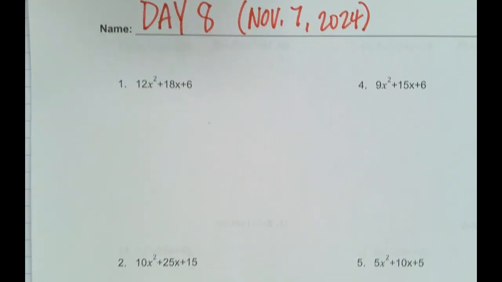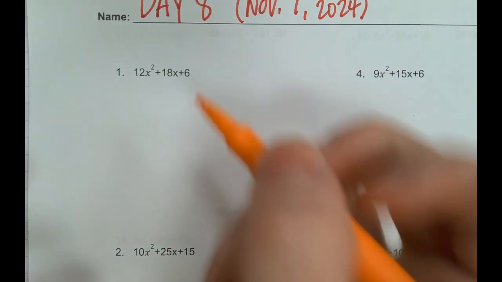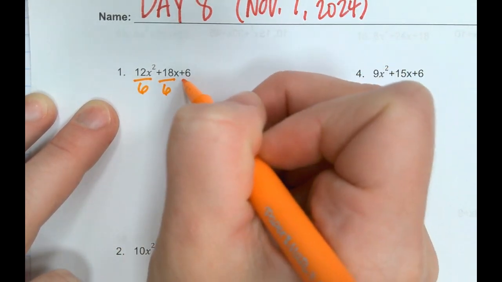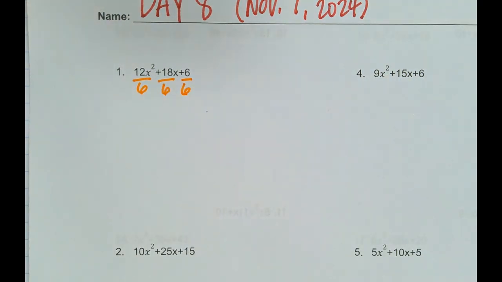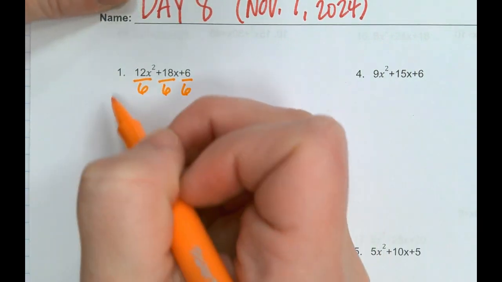So we have a different kind of situation happening here. In number 1, I want to start the way I'm always going to tell you to start if your A is more than 1. Yes, let's check for a greatest common factor. I want to see what's the biggest number I can divide all of these by. 6? Yeah, let's see. I can divide 12 by 6 and 18 by 6. So you'll bring that 6 down to the outside of the parentheses.